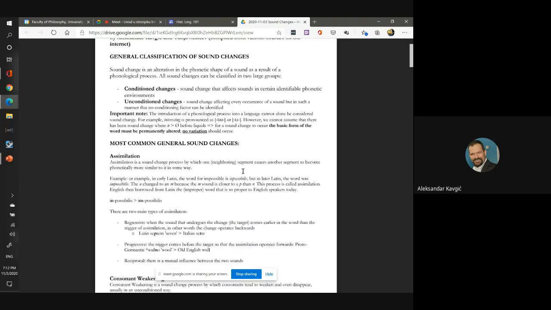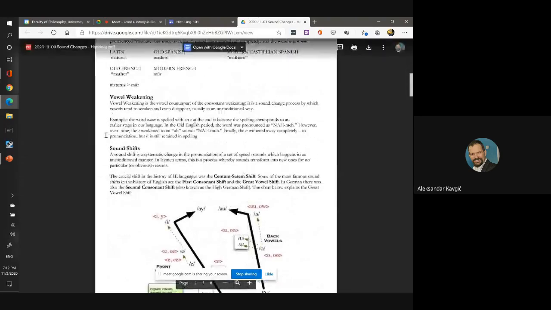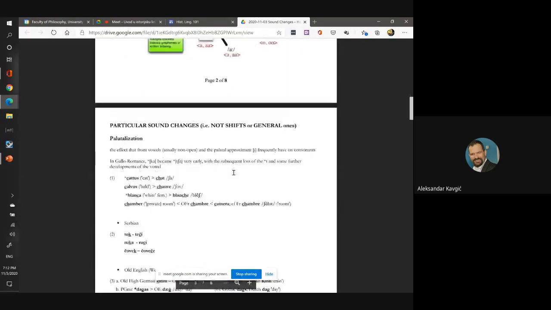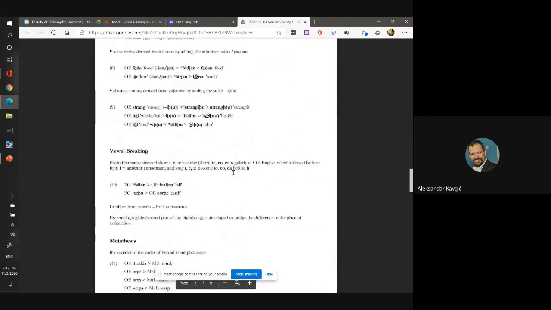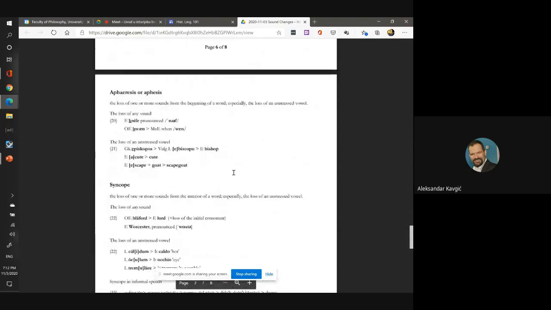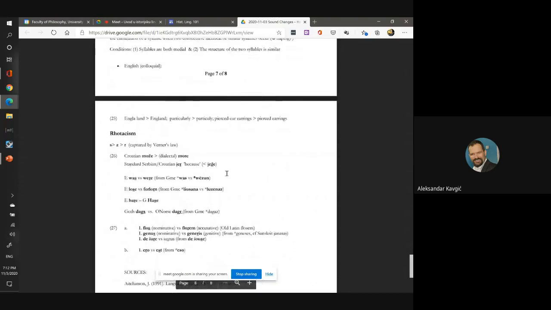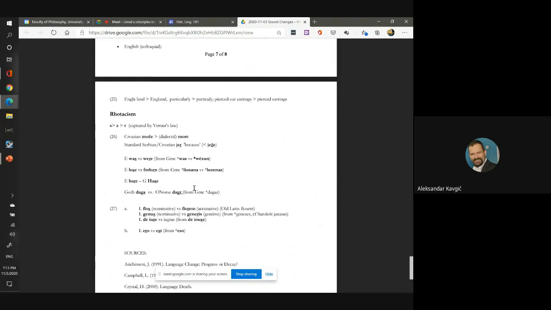And then you have the list of most common general sound changes, like assimilation, consonant weakening, vowel weakening. You have the mention of sound shifts, what I talked about: Kentum-Satem, the Great Vowel Shift, the second consonant shift. And then you have more particularized sound changes that are not shifts, so these big ones, general sound changes. You have palatalization explained, vowel harmony, i-mutation or umlaut, as it's also called, vowel breaking, metathesis, and many other sound changes that are not so common, including, for example, rhoticism, which is part of Verner's law, but it doesn't appear only in English. So Croatian može and dialect more are actually examples of this.